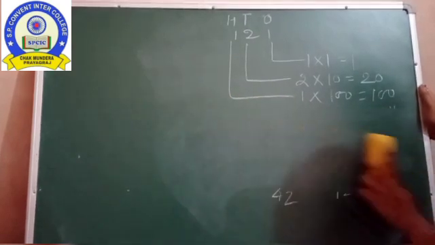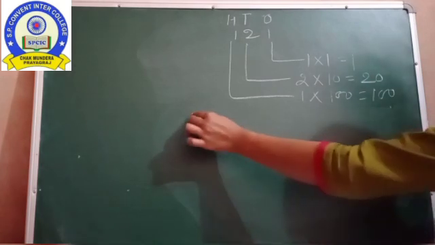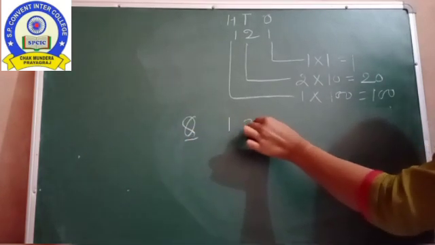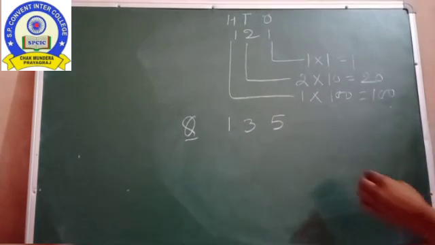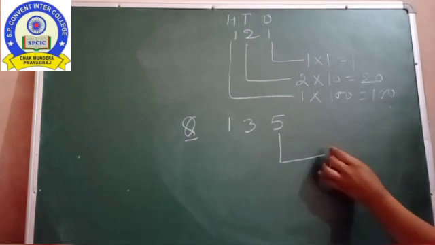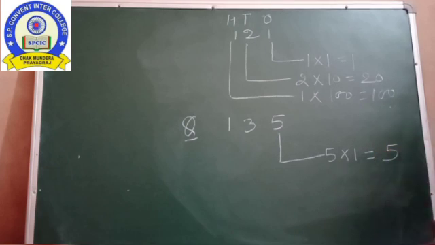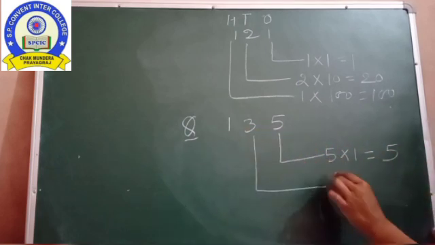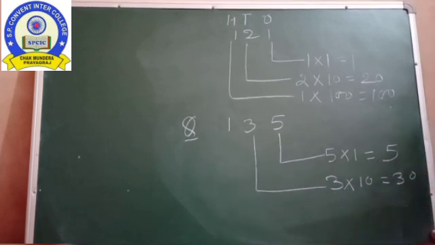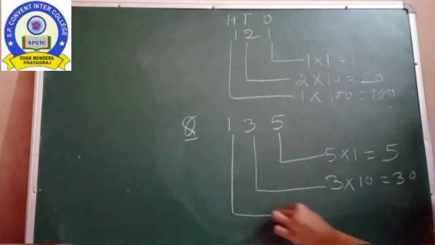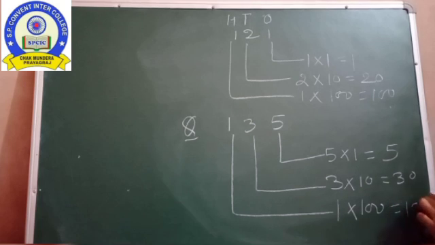Another example, if 1, 3, 5. 5 is ones place, 5 into 1, its place value is 5. 3 is tens place, 3 into 10, its place value is 30. 1 is hundreds place, 1 into 100, its place value is 100. Clear?